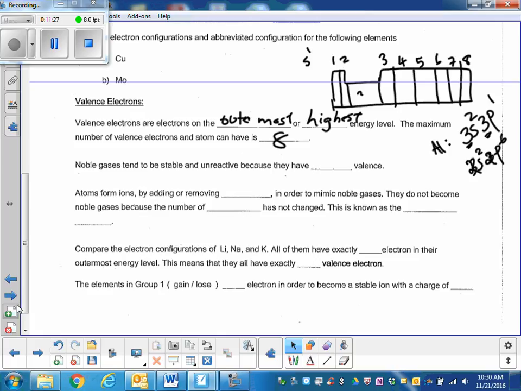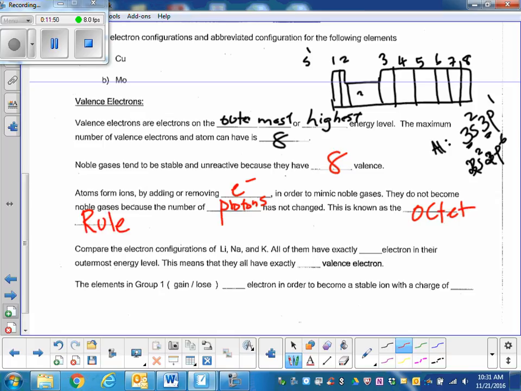Noble gases are unreactive because they like to have 8 valence electrons. Atoms form ions by adding or removing electrons in order to mimic the noble gases. They do not become noble gases because the number of protons has not changed. This is known as the octet rule. So let us compare the electron configuration of lithium.